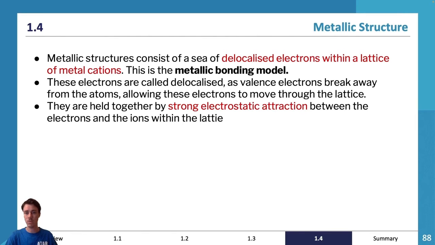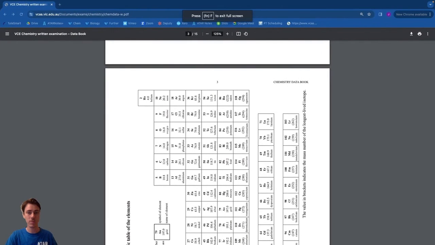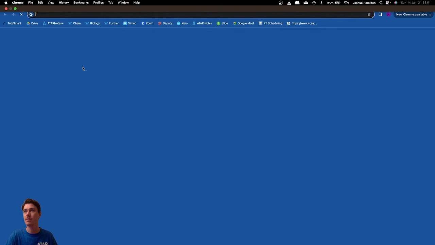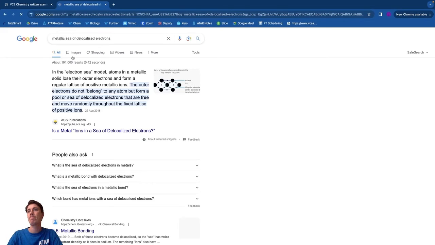So what I'm going to do very quickly is move across, and hopefully you can still see this. Let me check my recording. You can still see this. All right, I don't want you to look at my history. Admittedly, it's just slides. Lots of slides. Let's just quickly jump in and search metallic sea of delocalized electrons. As you can see, I'm a terrible typer. All right, images. Let's find a random image in here.